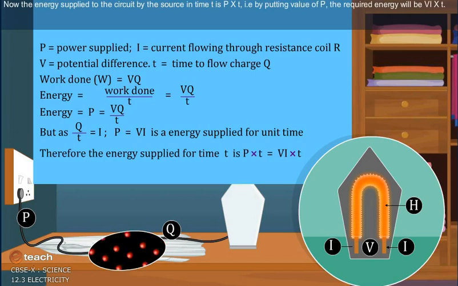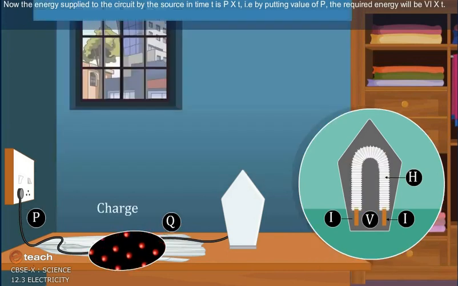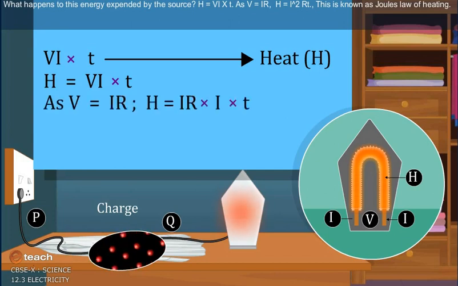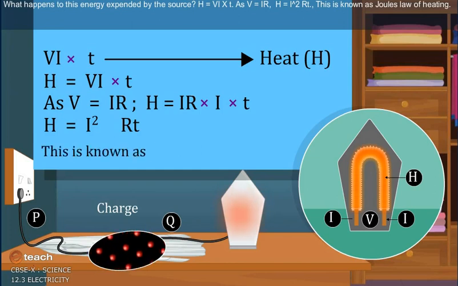Now, the energy supplied to the circuit by the source in time T is P multiplied by T. That is, by putting the value of P, the required energy will be VI into T. What happens to this energy expended by the source? H is equal to VI multiplied by T. As V is equal to IR, H is equal to I square R into T. I square RT. This is known as Joule's law of heating.